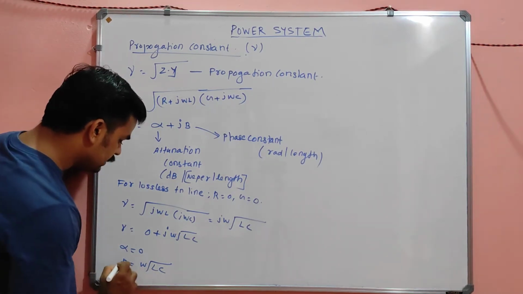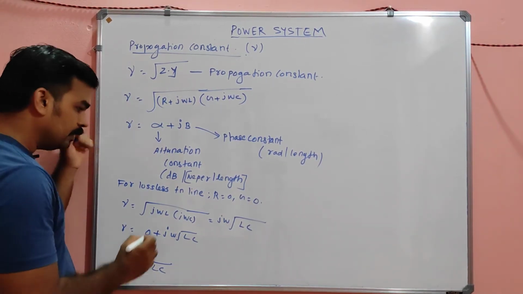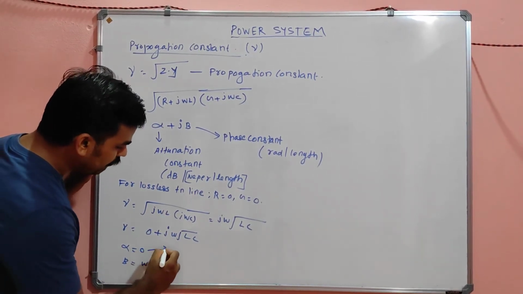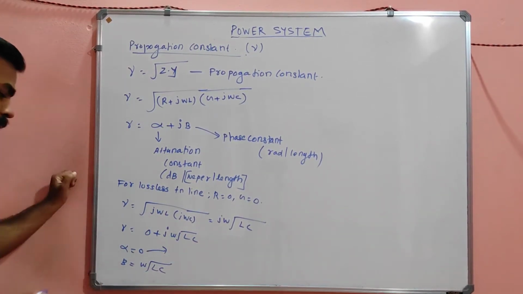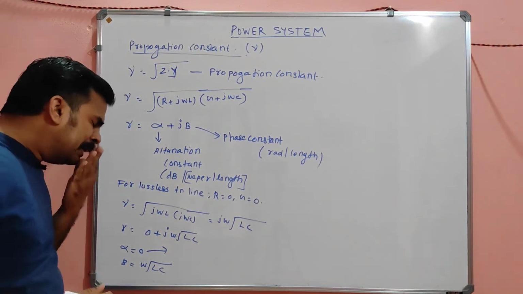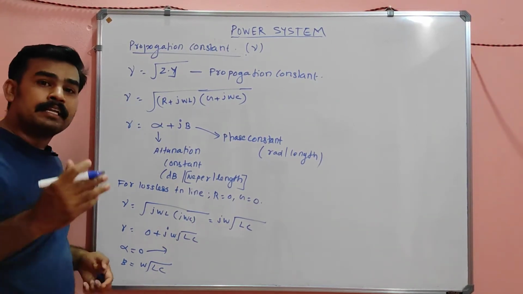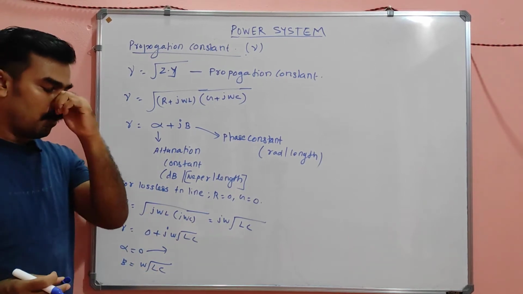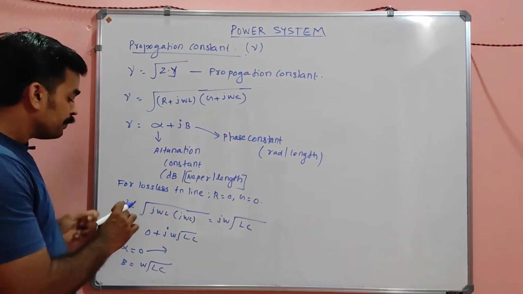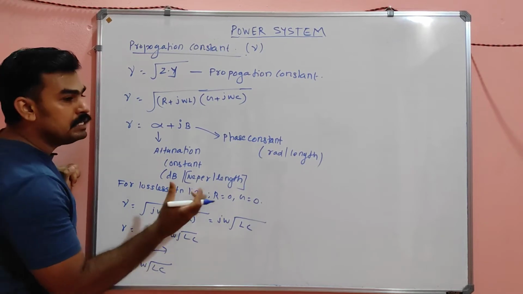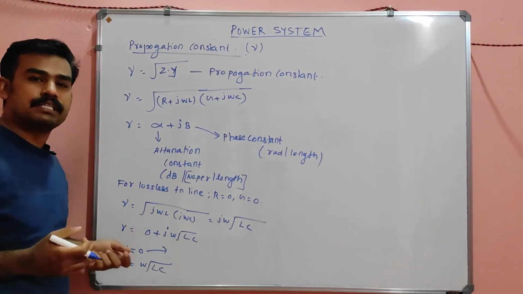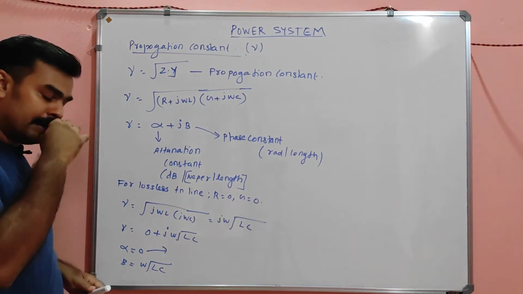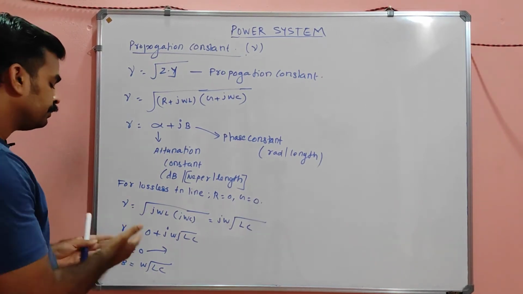So for a lossless transmission line, there will not be any attenuation; only the phase constant will be there. Also, j beta means there will be an oscillation with a frequency of omega.